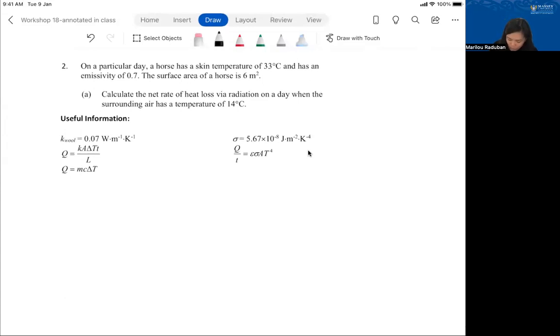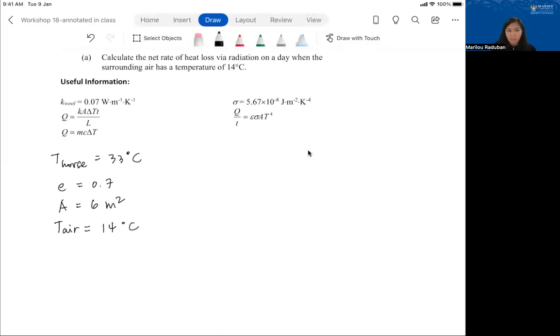Skin temperature for the horse, so T horse is equal to 33 degrees Celsius. The horse has an emissivity of 0.7 for the skin, and the area is 6 square meters. Calculate the net rate of heat loss via radiation in a day when the air has a temperature of 14 degrees Celsius. So the air is 14 degrees Celsius. So again, you have the horse in its environment, and the horse and the environment have different temperatures. Make sure to convert your temperatures to Kelvin.